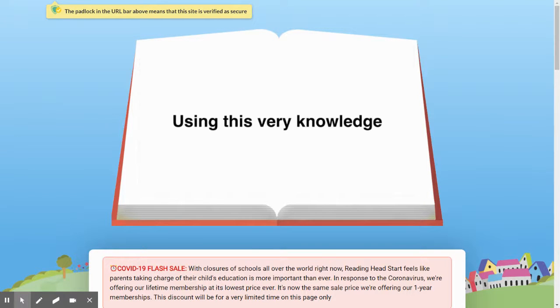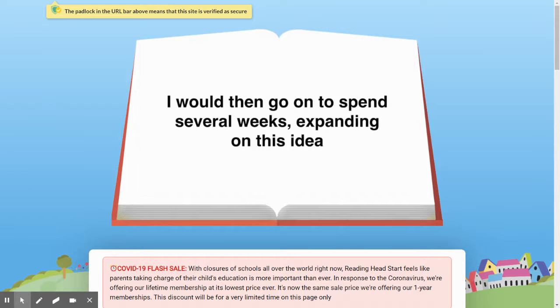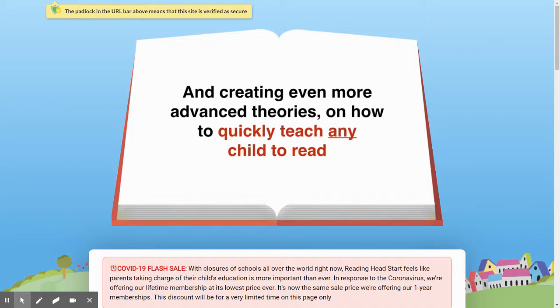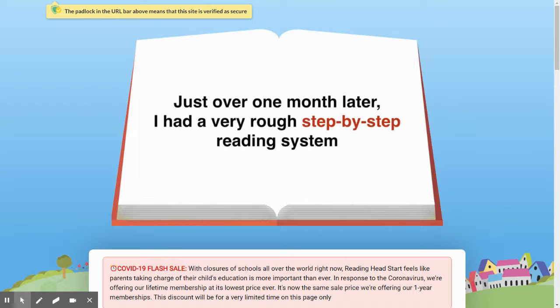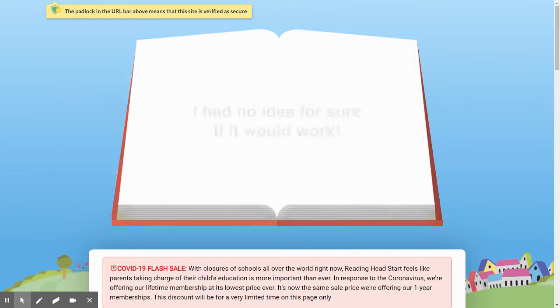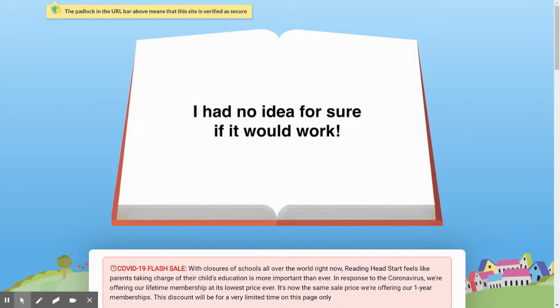Using this very knowledge, I would then go on to spend several weeks expanding on this idea and creating even more advanced theories on how to quickly teach any child to read. Just over 1 month later, I had a very rough step-by-step reading system, completely different from anything that's been put out there to date. There was just one issue. I had no idea for sure if it would work.